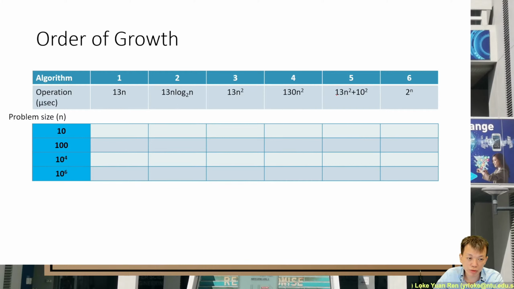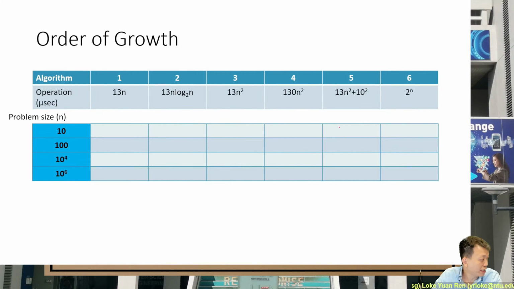Let's say I have a few algorithms here. I have 6 algorithms here. Their operations are: the first one, you need to take 13n operations. Then the second one, you need to take 13n log 2n operations. Then the third algorithm is 13n squared. Then the fourth one is 130n squared. And the fifth one is 13n squared, similar to the third one, plus an additional 100 extra operations, a constant. And then the last one is the exponential function, which is 2 to the power of n.